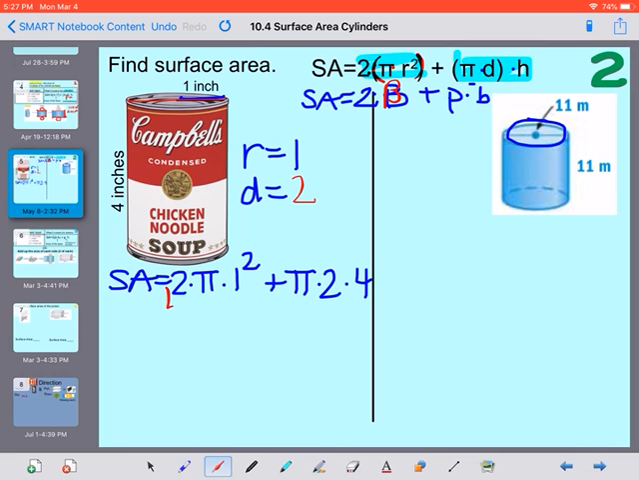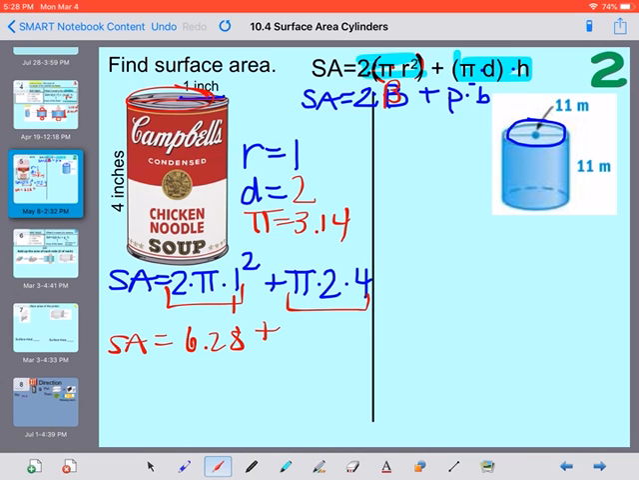I'm going to multiply each section, and then we will add them together. Order of operations also tells me to do my exponent first. 1 squared, 1 times 1 is just 1. So we have 2 times pi times 1. I'm going to use 3.14 for pi. If you use the pi button on your calculator, that's okay too. So we get 6.28. That's the area of our circles on the end, our 2 bases, plus this middle part that goes around the edge, pi times 2, 3.14 times 2 times 4, which gives us 25.12.